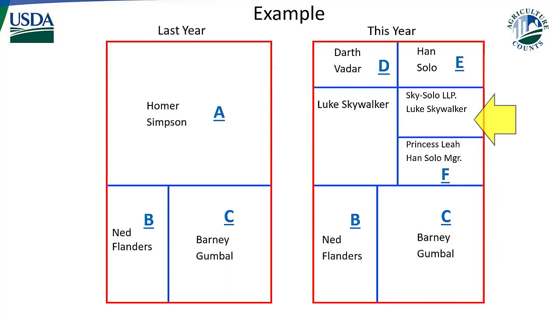One final point in this example. Notice that despite Luke Skywalker appearing twice, the tracts are assigned different tract letters. This is because he is operating as an individual in tract G and operating in a partnership on tract H. Each tract letter should be unique to both a tract operator and an operating arrangement.